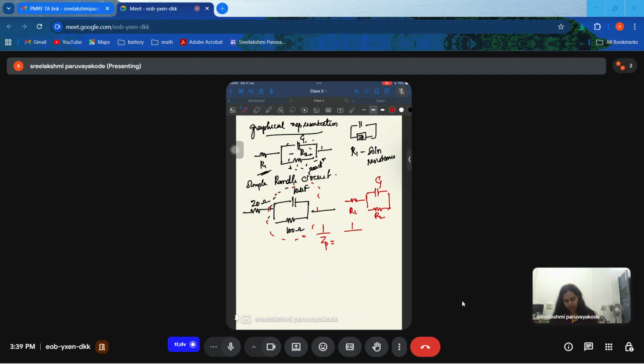And that is 1 by R2 plus 1 by j omega C1. Right? So if I am writing this, it becomes 1 by R2 plus j omega C1. So just taking the reciprocal and finding the impedance, it becomes what? 1 by R2 plus 1 by j omega C1. Now if I substitute the value, it is going to be 1 by 100 plus 1 by, sorry, I made a mistake.